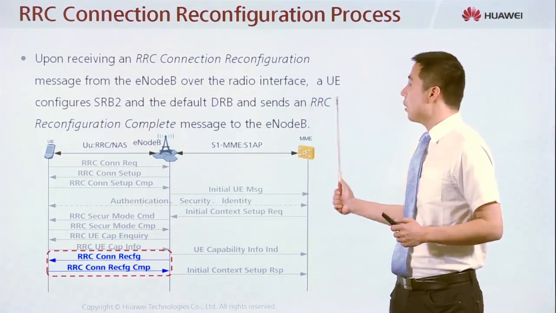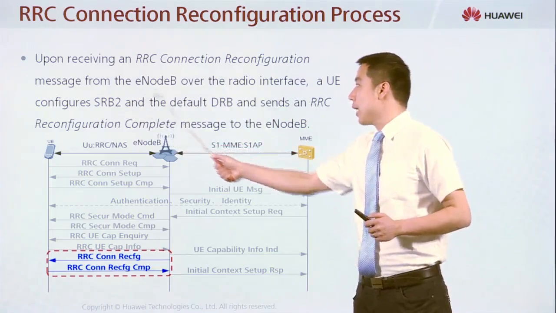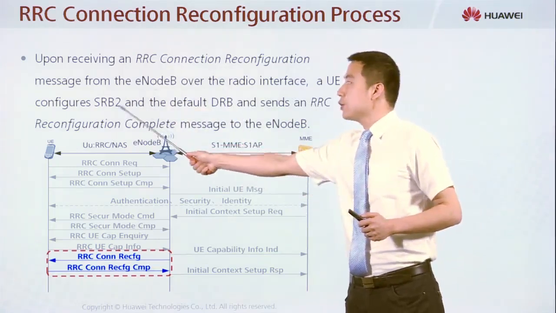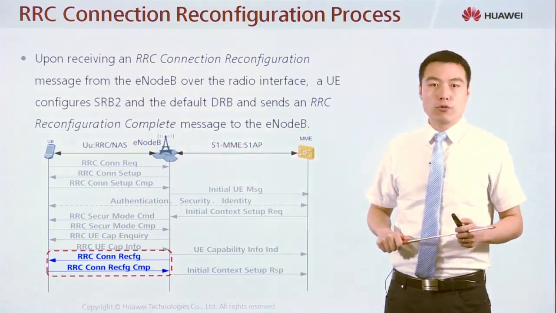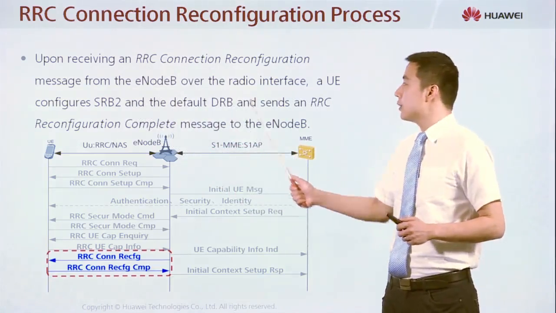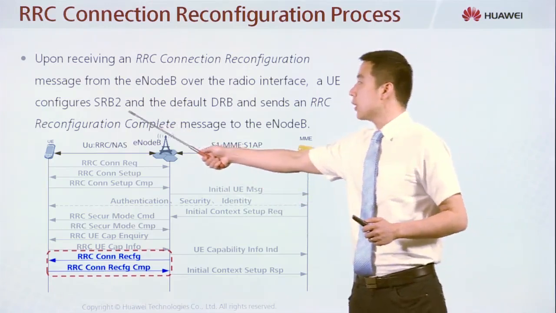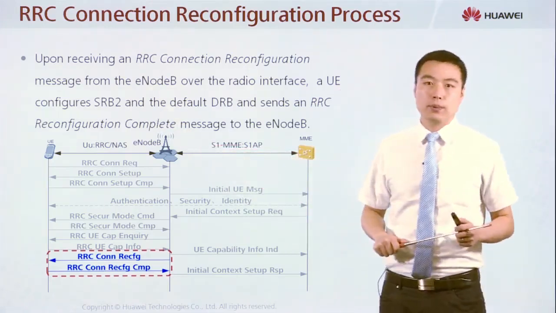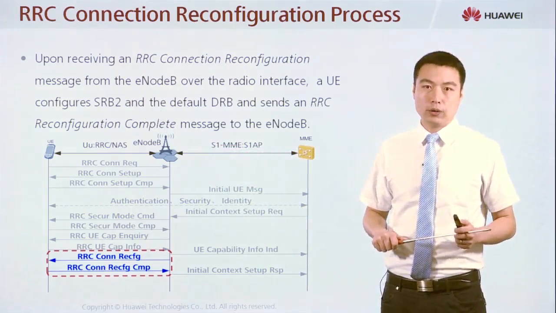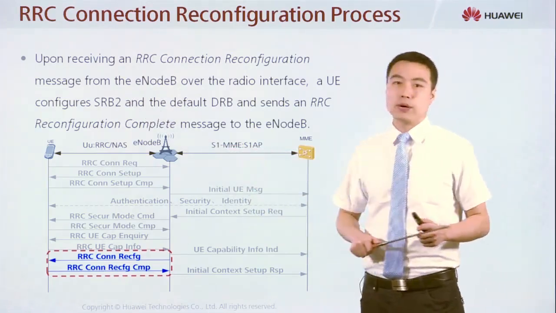Here, we will allocate the SRB2 and the DRB. SRB2 means the radio resource for signaling. DRB means the radio resource used for data. SRB2 is almost the same as SRB1. SRB1 is for higher priority signaling, SRB2 for lower priority signaling.